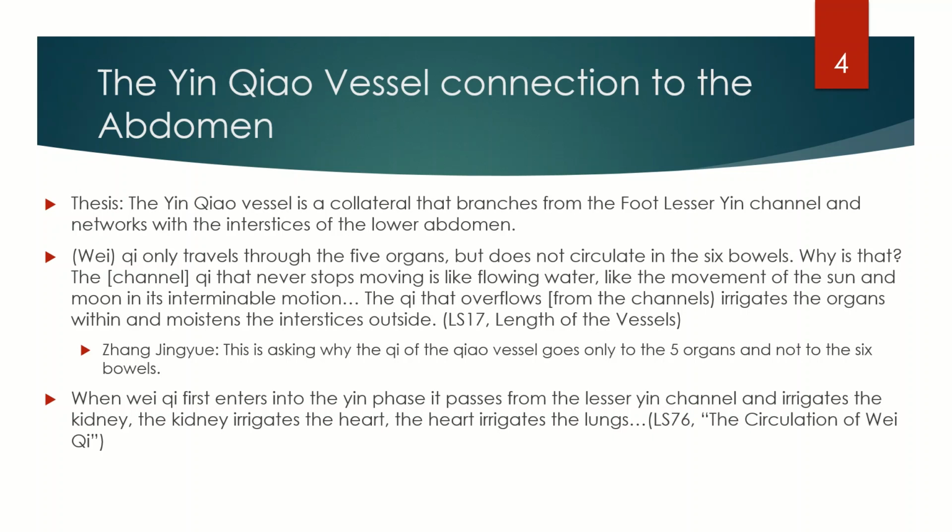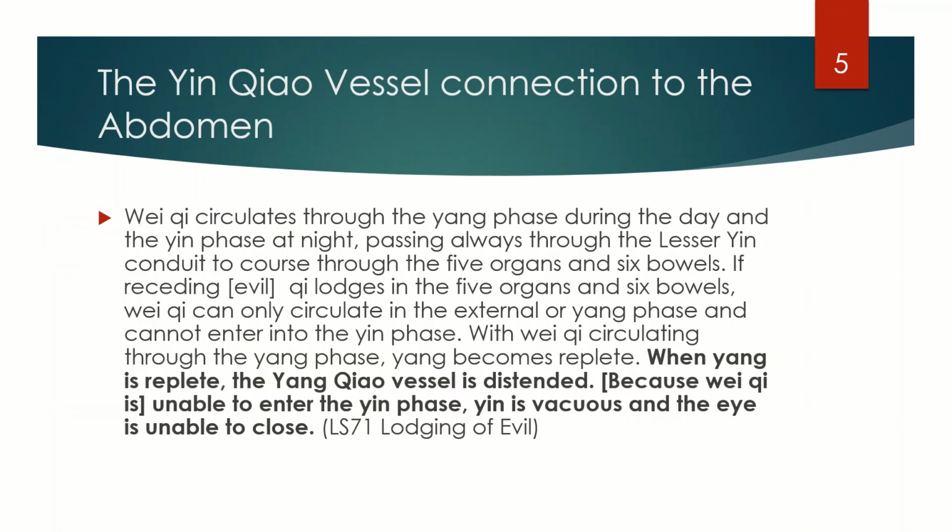And so this line doesn't explicitly mention the Qiao vessels, but clearly this question of it, because it says Wei Qi only travels through the 5 organs, but not in the 6 bowels. That line in LS 17 is clearly talking about this line in LS 76. But is there any connection between this LS 76 line and the Qiao vessels? Well, it turns out there really is.